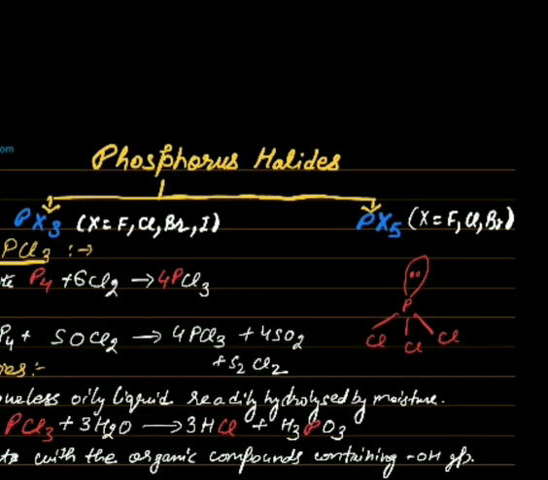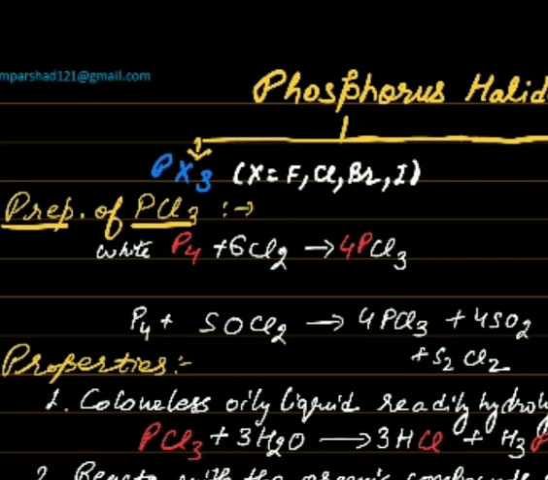So let us start with the preparation of phosphorus trichloride. It is the first halide of phosphorus. So when white phosphorus is reacted with chlorine, it easily forms PCl3, phosphorus trichloride. Similarly, phosphorus can again be reacted with thionyl chloride. There is again formation of phosphorus trichloride along with the formation of byproducts like sulfur dioxide gas and disulfur dichloride, or it is also named as sulfur monochloride.